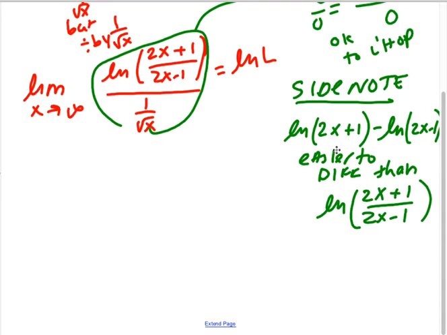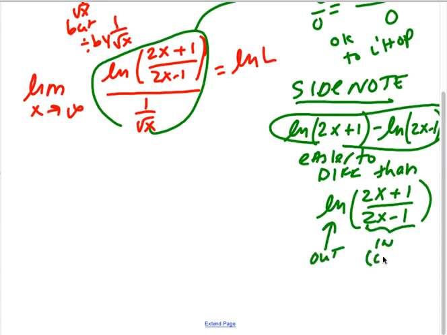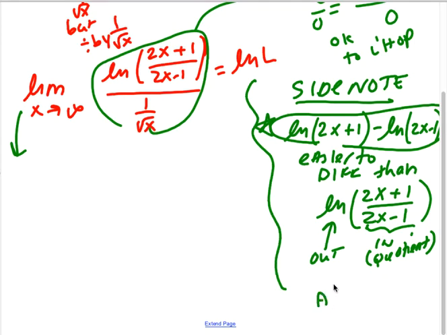There's nothing wrong with it, but this is way easier to differentiate. If you do it this way, this is going to be your outer function, and when you do the inner function, it's going to be a quotient, and that's going to be a fairly long, messy problem. So you can do it either way, but I'm going to advocate that you rewrite this with algebra first and then differentiate. So now, when I apply L'Hopital's, right? So that's algebra, not calculus.